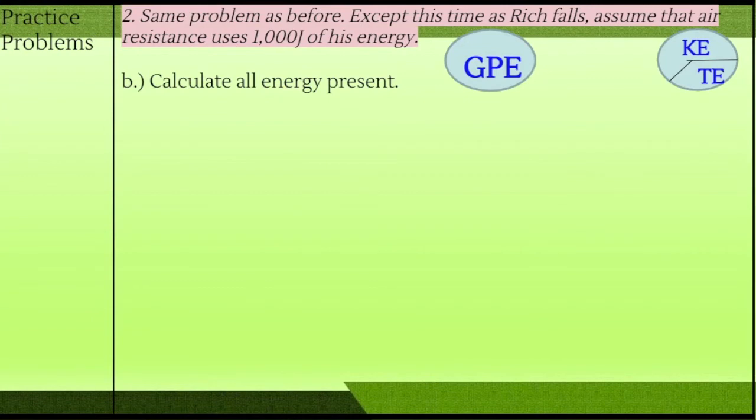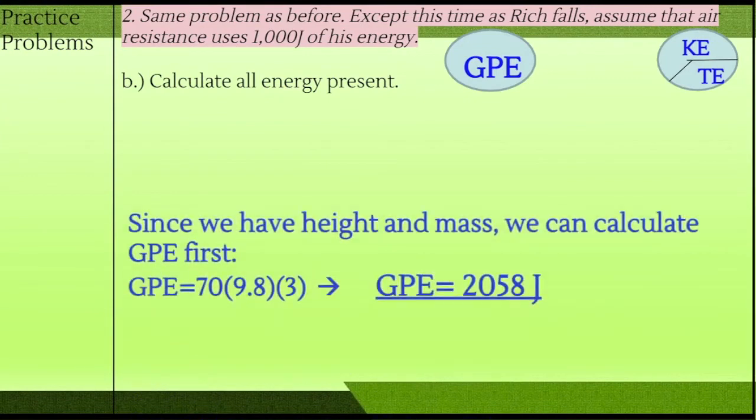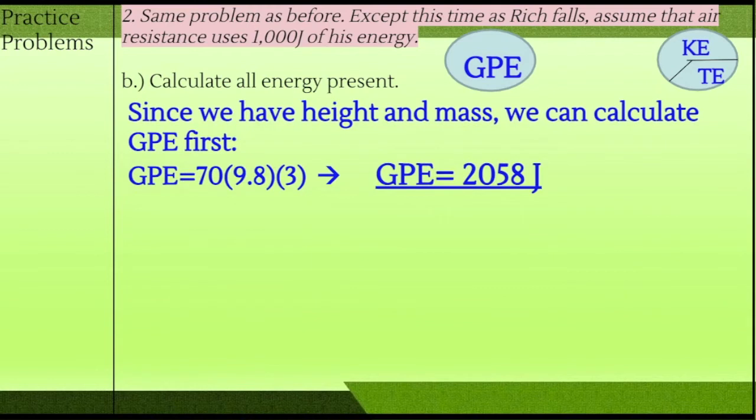All right, so let's go ahead and calculate all the energy that's present. We have GPE again in the beginning, and we know that GPE is just going to be the same that it was before because we have the same mass, the same gravity, and the same height. That's going to give us 2058 joules, just like before. What's different though is the KE. We can see in our energy pie chart above that we don't have the same amount of KE as before. We have lost some of that due to thermal energy.